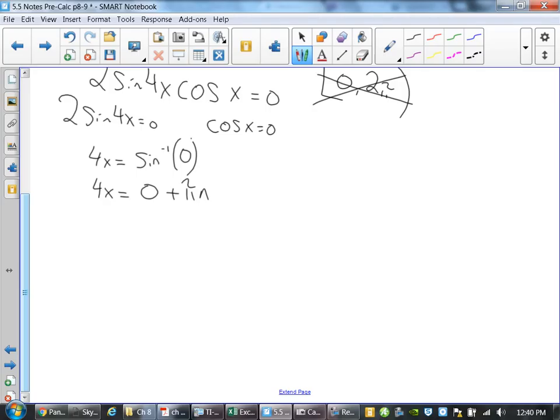If it was an interval, you needed all the way around, because when it's on the interval, that means you list every single one of them. If it's general, we do it with the pi n. Okay. I think I got that clarified. So in this case, in order to solve for x, you have to divide everything by 4. So it's just going to be 0 plus pi n over 4.